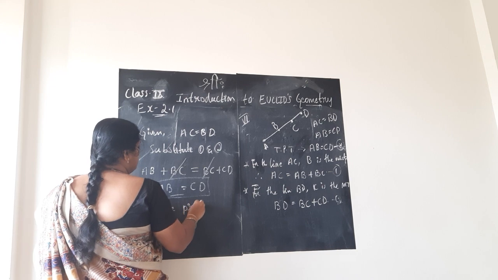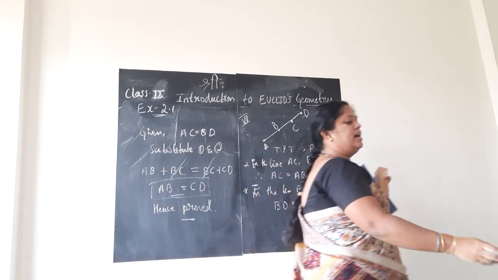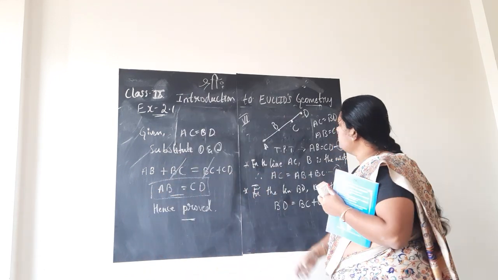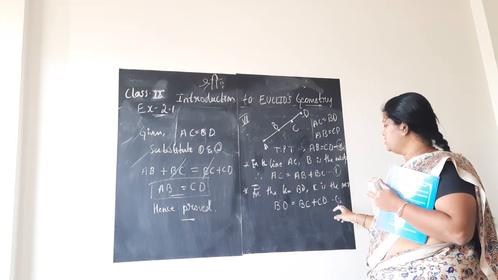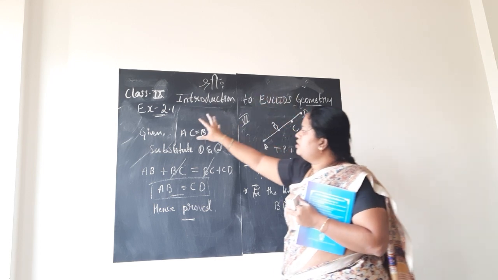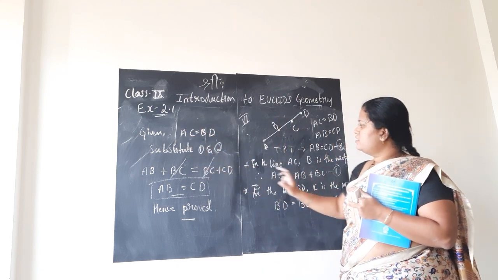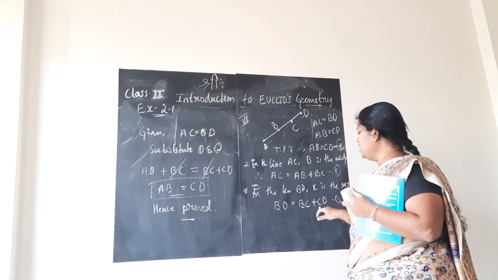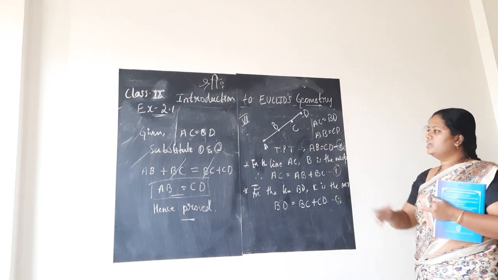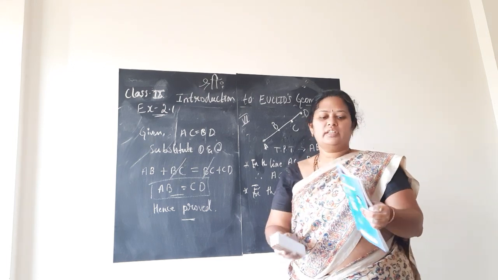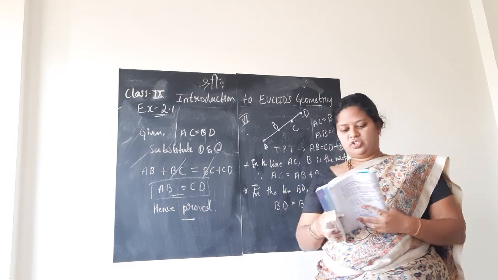Hence, proved. So what did we do? We considered two separate lines AC and BD and considered two different midpoints for them. By using the fourth axiom, we wrote AB plus BC, BC plus CD. Then we took the given equation, that is AC is equal to BD. In place of AC, we substituted AB plus BC. Similarly, in place of BD, we substituted BC plus CD. BC will get cancelled, meaning AB is equal to CD. That is the required proof. That is how we will do it, children. That is about the sixth question.